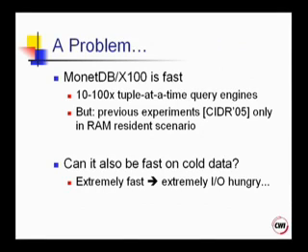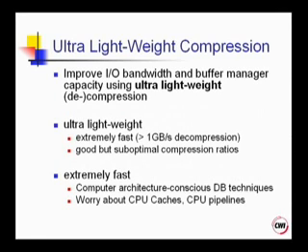But the problem that occurs is that MonetDB X100 becomes fast. It's 10 to 100 times faster often than most relational query processing engines, and therefore it becomes extremely I/O hungry. And we try to tackle this using data compression. The goal of this is to both speed up I/O, even on a fast RAID system, and to also cache more data in memory.